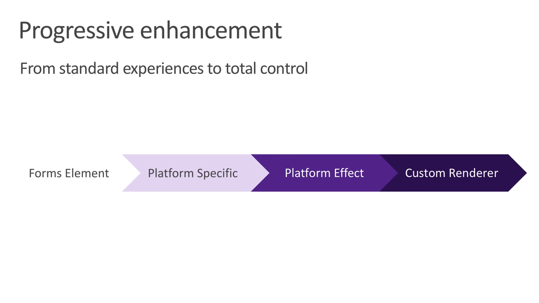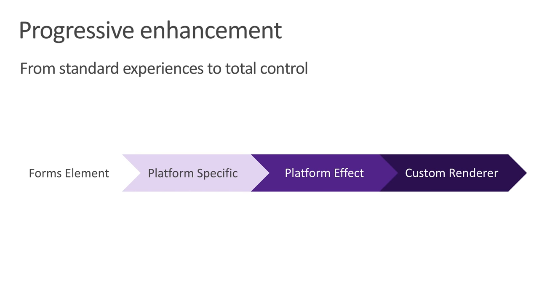So on the very far left here, what you see is the forms element. If you just throw the forms element onto a XAML page or onto your content page, this is what you're going to see. It's the basic appearance, no customizations. You're going to be able to get to some of the styling and customization, certainly within Forms. We expose a lot of that, but there may be some things that you can't quite get to.